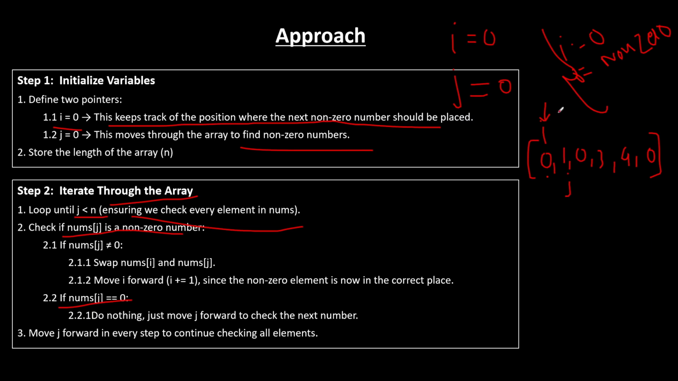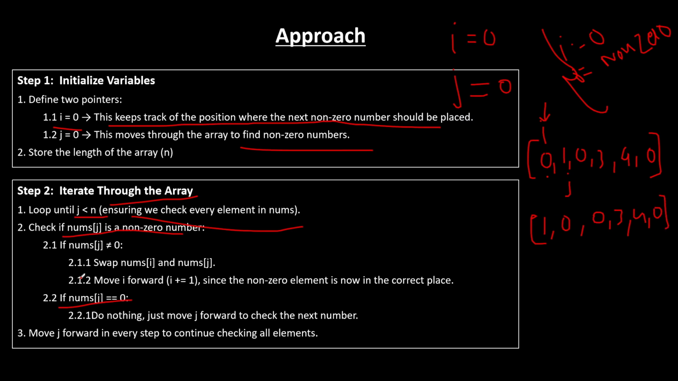Okay, we found a non-empty element. We have to keep the relative order also. Keep that in mind. So the best thing which comes to our mind is that we swap these values. One comes here and zero comes here. Okay, this could be done. And we had j here.